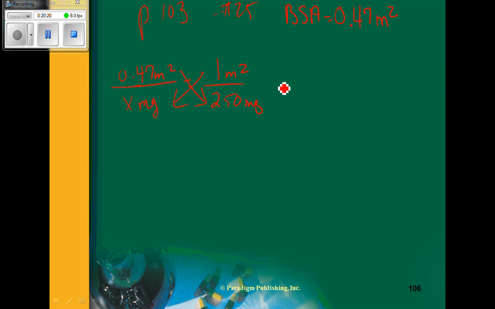So then you're going to cross multiply. Whatever you multiply the x by goes on the bottom. So 0.47 times 250 should come out to be 117.5. So it's 117.5 milligrams.